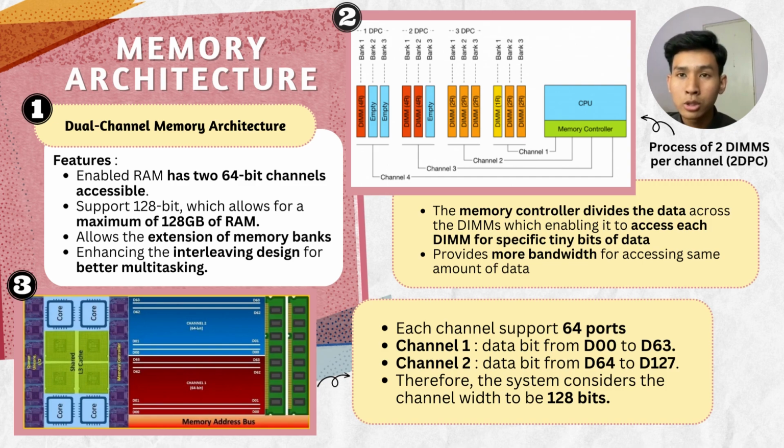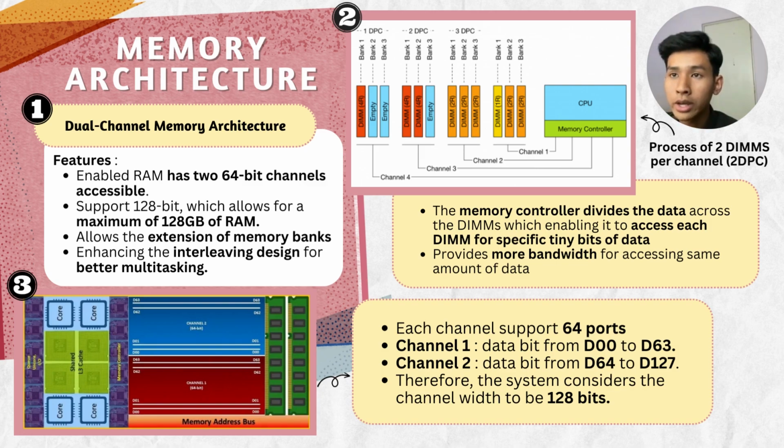It uses a dual channel memory architecture and has some features: the enabled RAM has two 64-bit channels accessible, and it also supports 128-bit, which allows for a maximum of 128 GB of RAM. Dual channel memory is good for better multitasking.